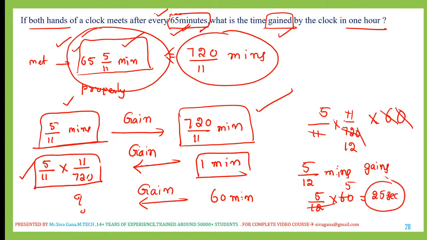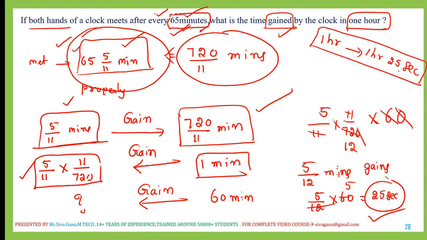Due to fast running, in 1 hour duration, the gain is 25 seconds. Actually 1 hour is completed, but that clock shows 1 hour 25 seconds. This is the end result, right? How much is the gain? 25 seconds. Listen repeatedly, you will definitely understand this most important question.